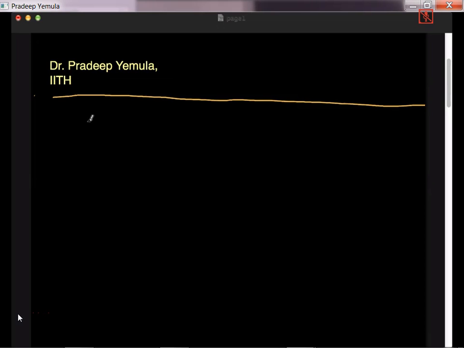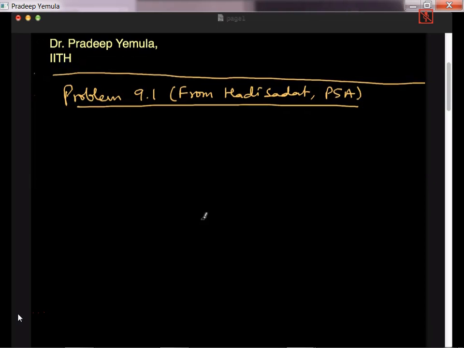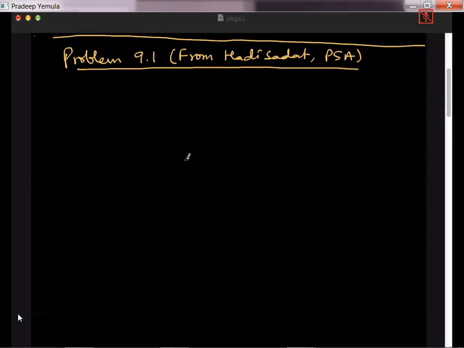I am taking this problem from the textbook of Hadi Saadat, Power System Analysis. This is problem 9.1. You can choose any good book to get problems. Here is a problem which I find slightly interesting for us to solve. The problem is like this. I'll draw it. Consider the following power system.